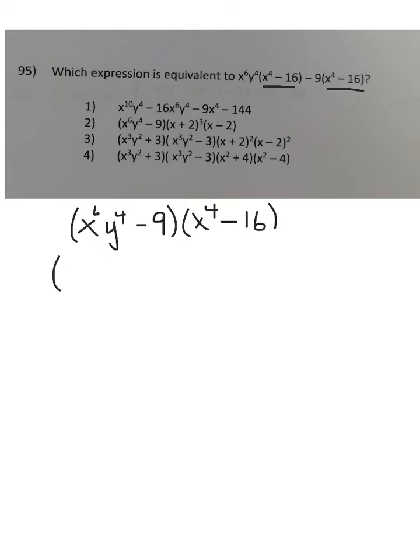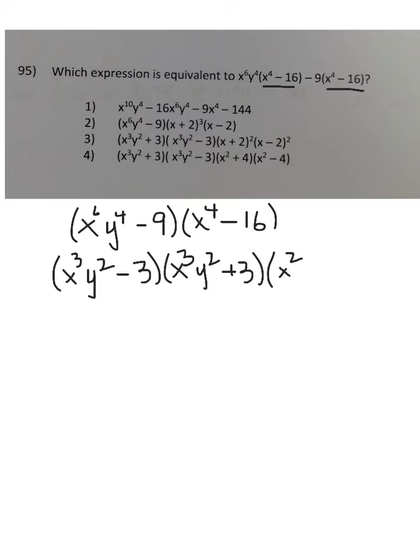Now remember, exponents are perfect squares if they are even, and we just cut them in half. So that's going to become x to the 3rd, y to the 2nd, and the square root of 9 is 3. And then I repeat again, x cubed y to the 2nd, but with a plus 3. Okay? All right. So now let me keep going because I've got the difference of 2 perfect squares right here. So I'm going to do the same thing. So that's going to be x squared plus 4 and x squared minus 4.